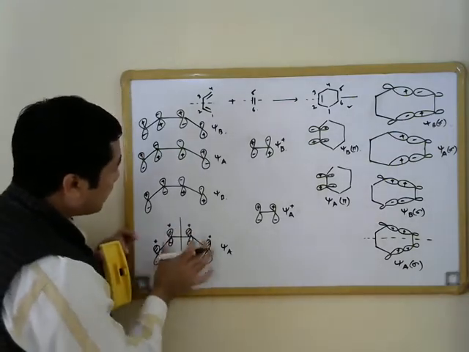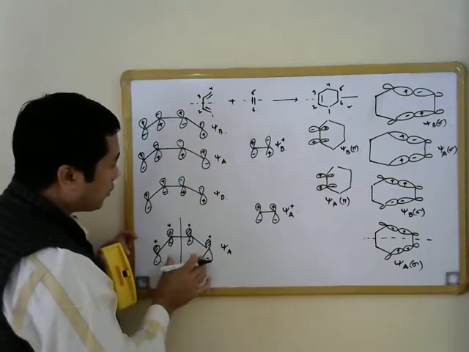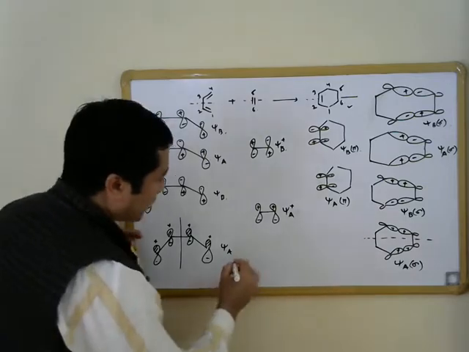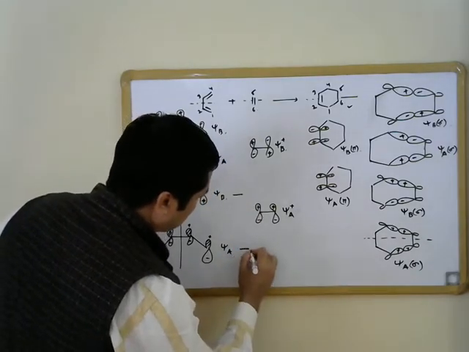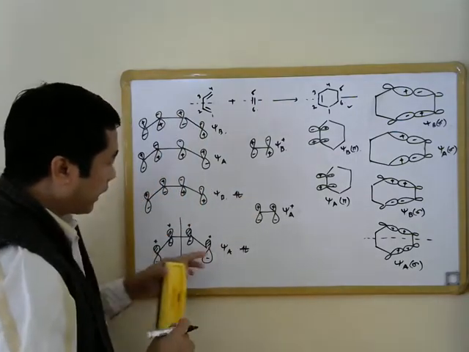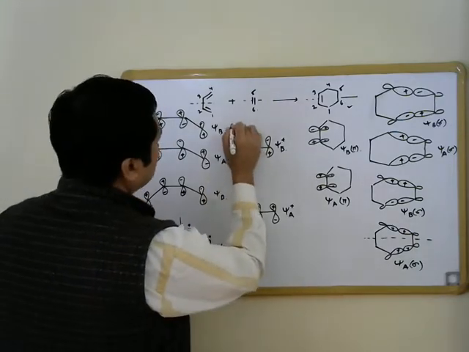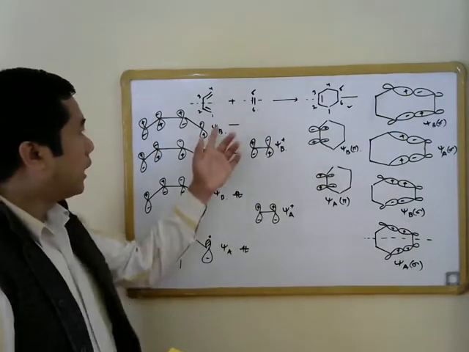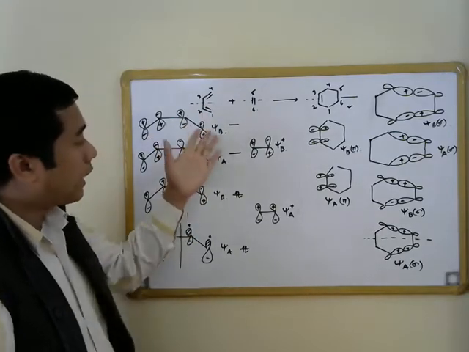So we see that these are the bonding molecular orbitals in butadiene, and these are both occupied molecular orbitals in the case of butadiene. So psi A1 is completely filled, psi A is completely filled, psi B is also completely filled, and these two molecular orbitals, which are antibonding molecular orbitals of butadiene, are empty.